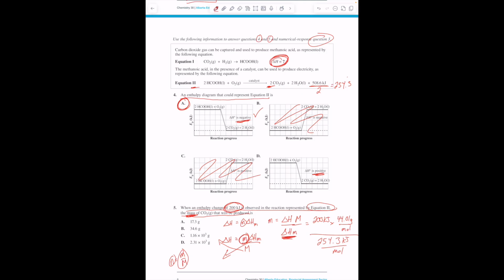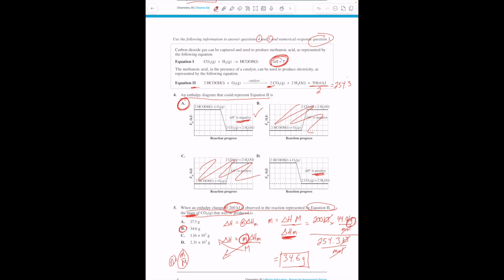And let's see, kilojoules cancel, moles cancel, left with grams. Plug that into my calculator and I get 34.6 grams. So the answer is B.